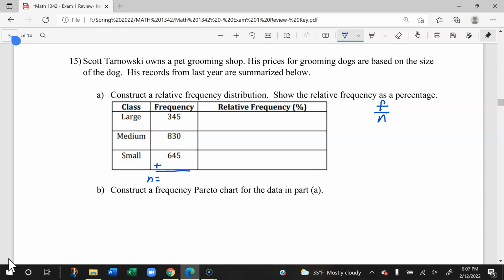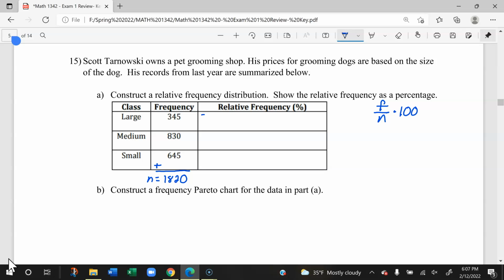So when we add all three categories up here, we're going to get a total of 1,820 dogs that the pet shop groomed last year. And notice this does say use the relative frequency as a percentage, so we're going to have to multiply this by 100 to get the percentage.